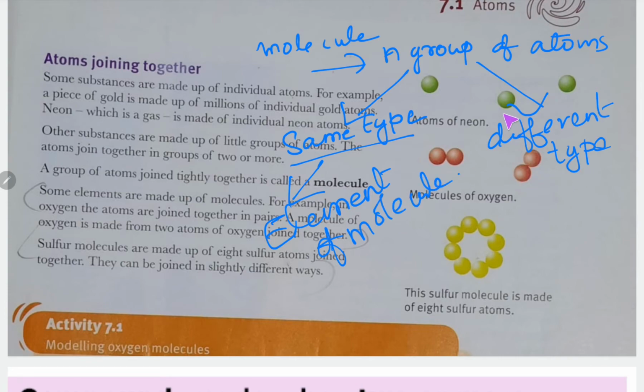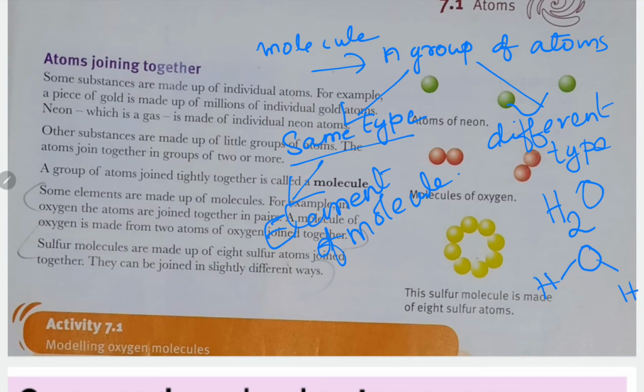ഡിഫറെന്റ് ടൈപ്പ് ഓഫ് ആറ്റംസ് ആണ് കമ്പൈൻ ചെയ്യുന്നത്. ഇവിടെ 2 ഓക്സിജൻ തന്നെയാണ്, ഇവിടെ എല്ലാം സൾഫർ ആണ്. സപ്പോസ് നമുക്ക് വാട്ടർ എടുക്കുകയാണെങ്കിൽ അതിൽ എന്തൊക്കെയുണ്ട്? ഹൈഡ്രജൻ ഉണ്ട്, ഓക്സിജൻ ഉണ്ട്. സോ ഇവിടെ വാട്ടർ, ഇപ്പൊ നമുക്ക് ഇങ്ങനെയാണ് എഴുതുക, ഓക്സിജൻ, hydrogen.